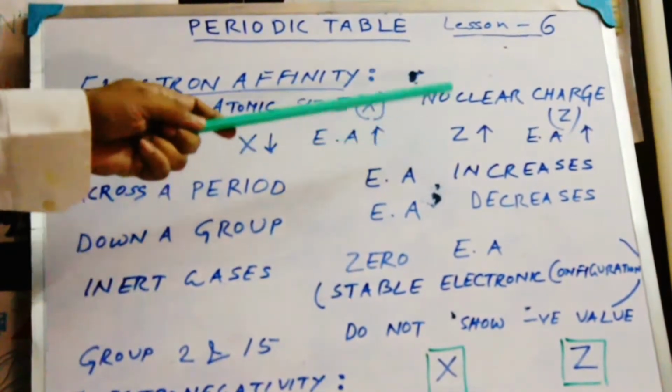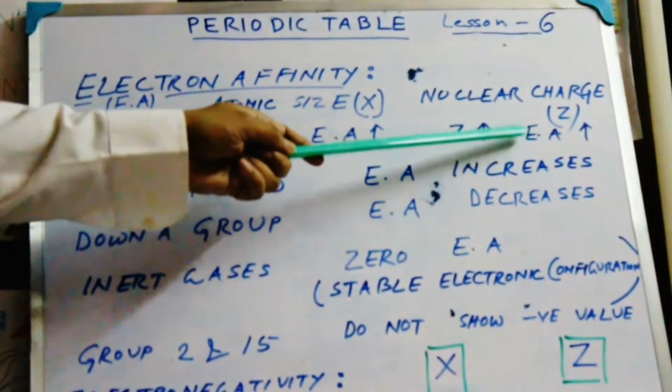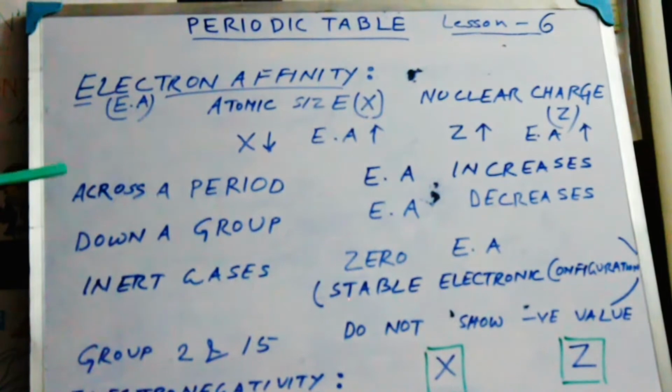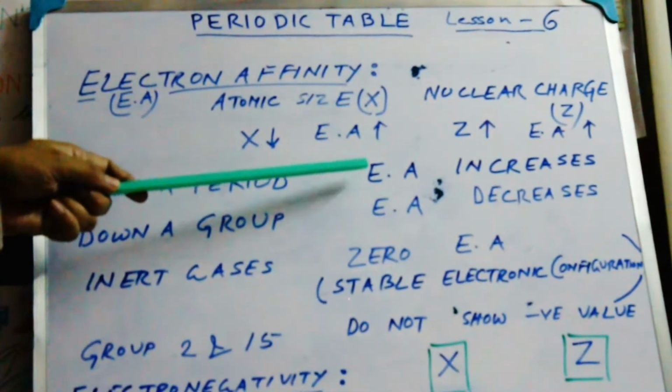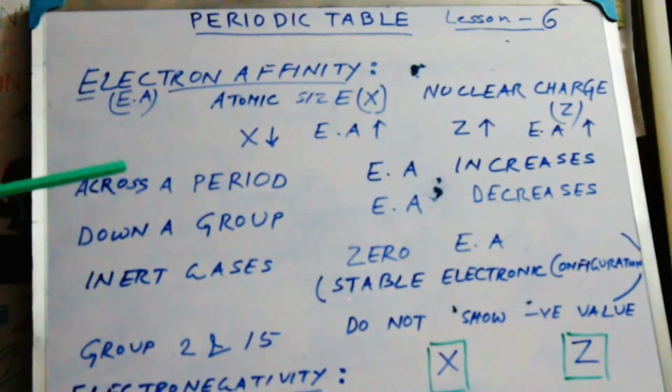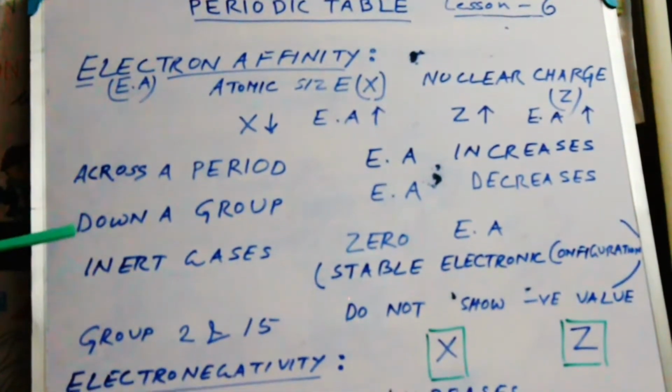And when Z increases, that means nuclear charge increases, what will happen to electron affinity? It will also increase. So across a period we are moving from left to right, electron affinity increases, and down a group electron affinity decreases. Now there are two exceptions.